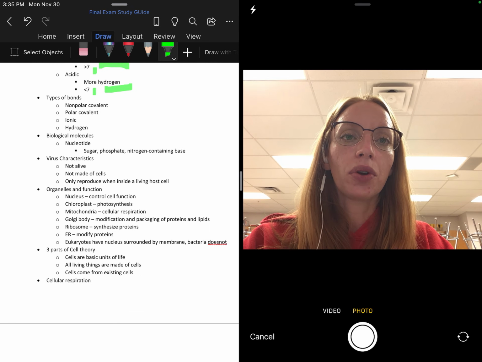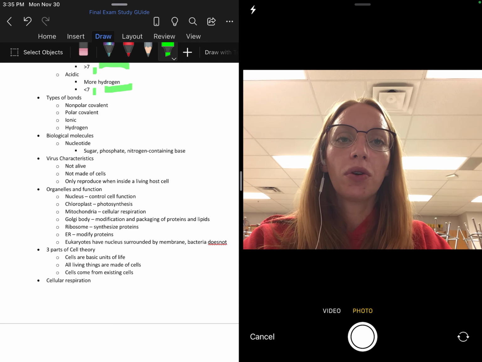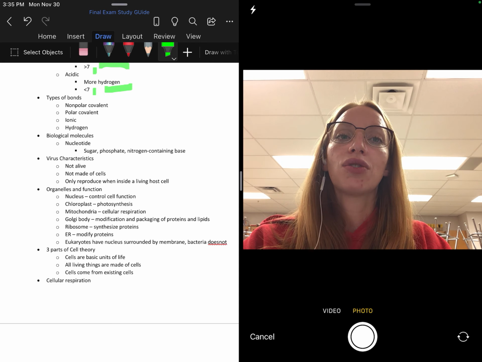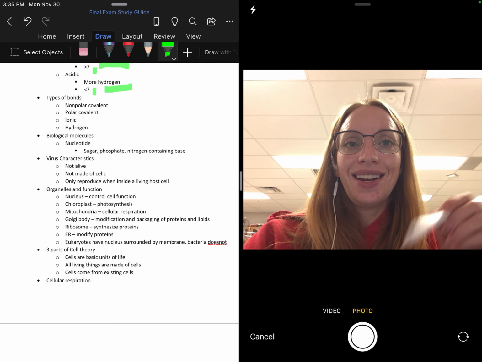There's a nonpolar covalent bond, a polar covalent bond. Nonpolar covalent means it shares electrons but does not have a charge. A polar covalent bond means that it shares electrons but does have a partial charge, like water. Partially positive on one end and negative on the other.